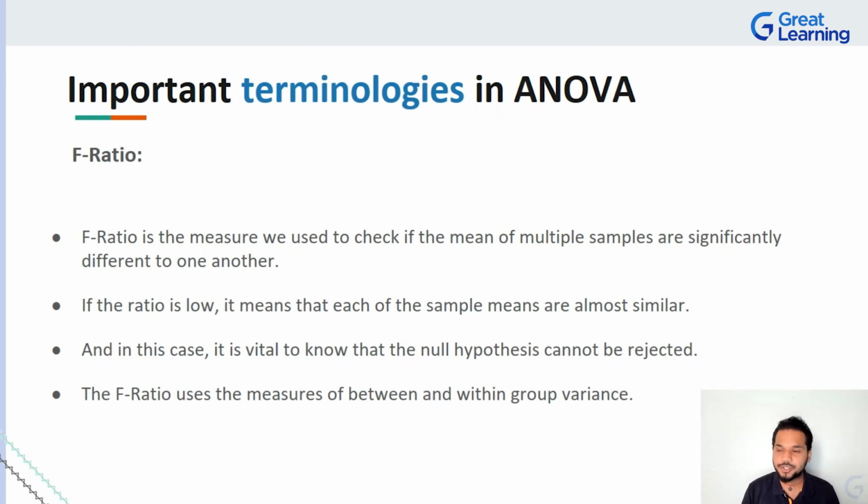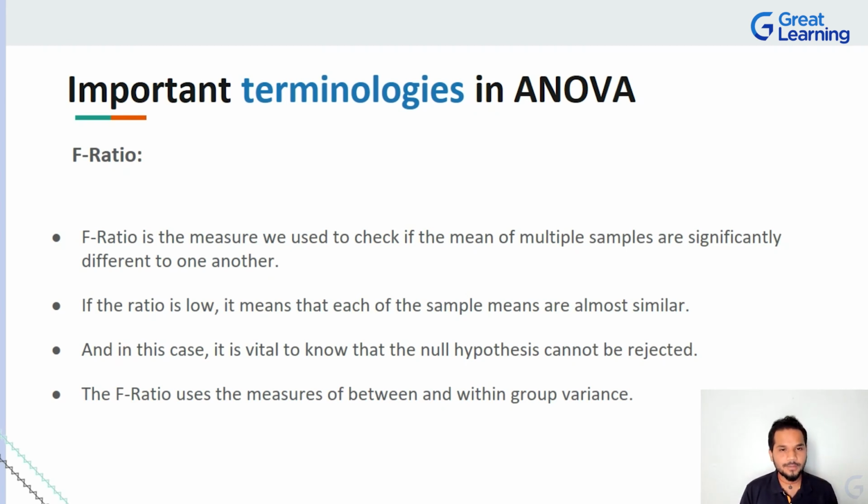Now, if this ratio, it's a ratio, right? If this ratio is lower, it means that your sample means, the samples that you have taken from multiple points, are pretty similar. But what happens when your ratio is high? You can pretty much take a guess, right? But when the ratio is low, it's very important for you to know that there is one concept called the null hypothesis, which you cannot reject. It cannot be rejected at this moment.